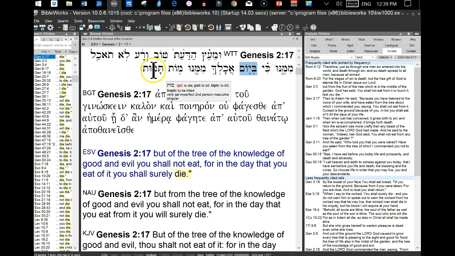It's infinitive construct. You take this to the bank. The day you eat it, take this to the bank. You will surely die. You eat it, you surely will die. Now, what's the problem with that in terms of putting the pieces of the story together? Adam reaches out his hand and Eve does, and then Eve gives it. And Adam eats. And what's the problem? He didn't die that day. God said, take it to the bank. You will surely die. And what happens is he eats it, and he lives 930 years.